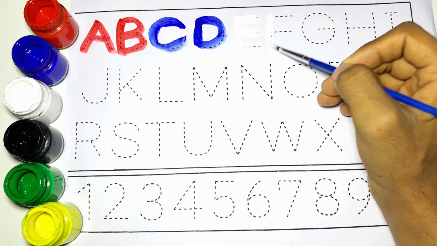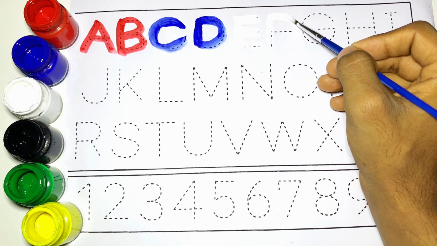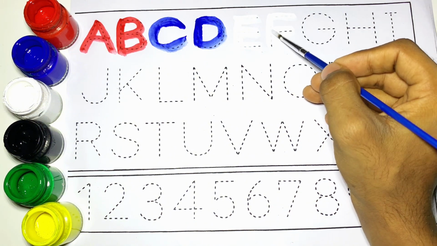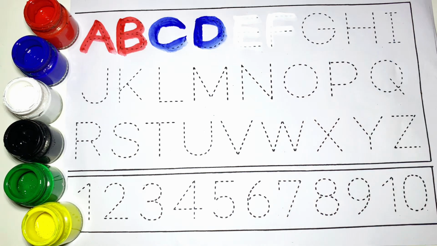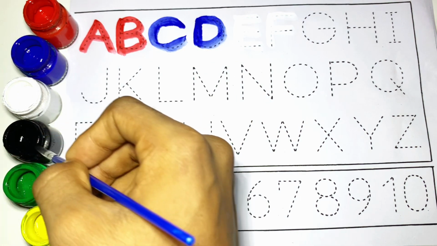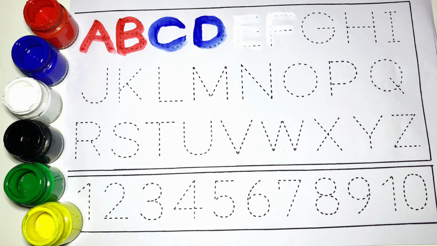F for fish, F for fan. The alphabets of F. Kids, now draw G. G for God, G for glass. The alphabets of G. And use black color. The alphabets of G.